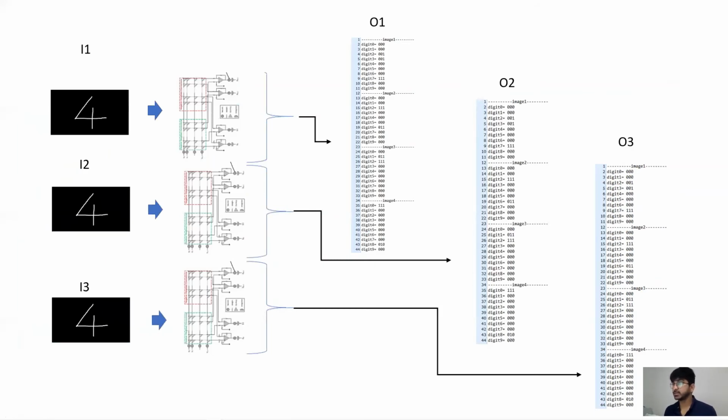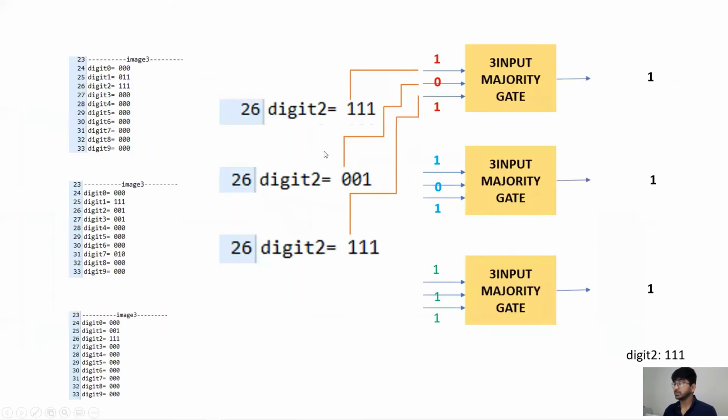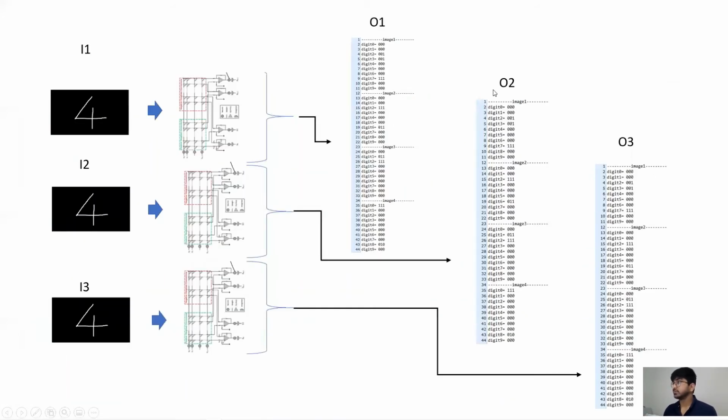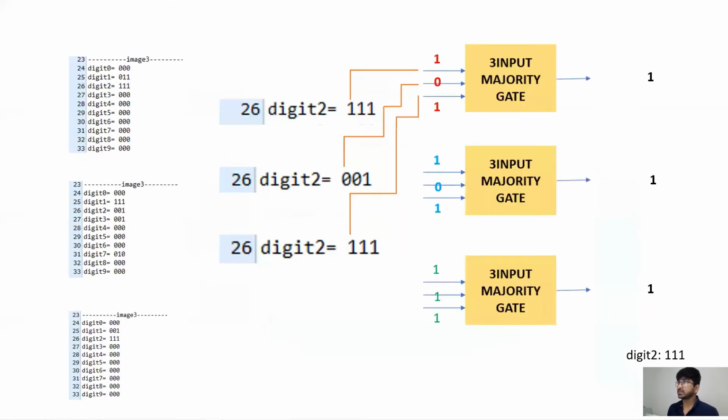In case of spatial redundancy, we have 3 different networks. Each network generates three different digital output files, like input 1, input 2, input 3. It generates output 1, output 2, and output 3 for the 3 networks. After generating the 3 digital output files, each image is then transmitted to 3 different input majority gates.